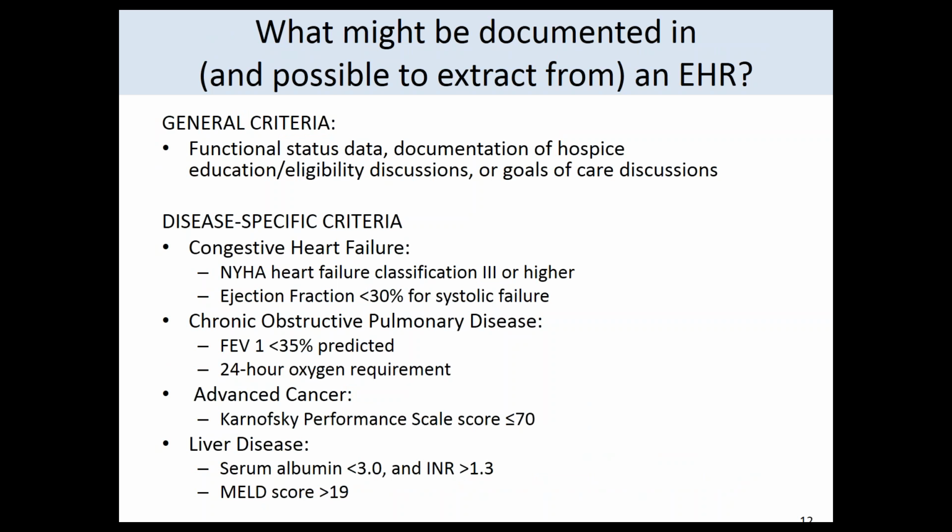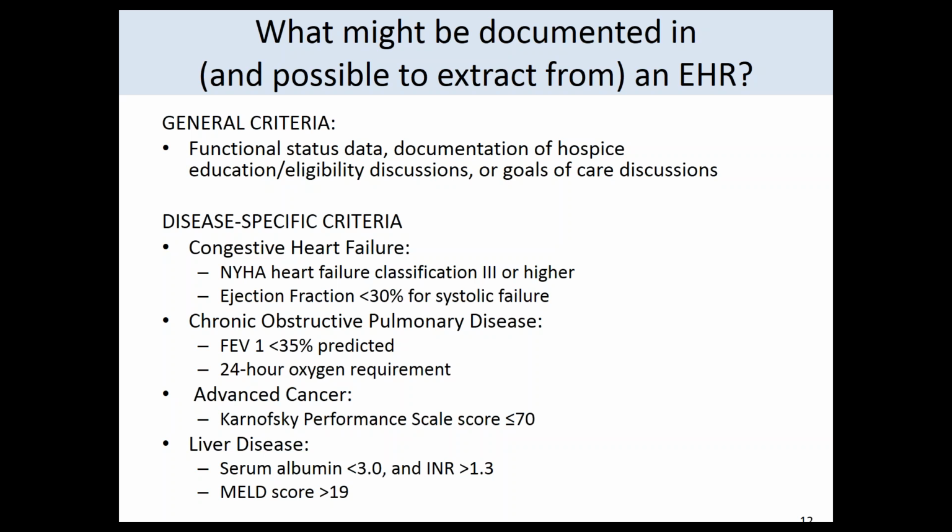So what might be documented and possible to extract from a really good EHR? Well, some EHRs have in a predictable, dedicated place information about functional status. They have information about where they document hospice education and eligibility discussions and or goals of care discussions, and some are even able to use natural language processing to pick up descriptions of say, a hospice conversation that appears in the text portion of a physician's note.